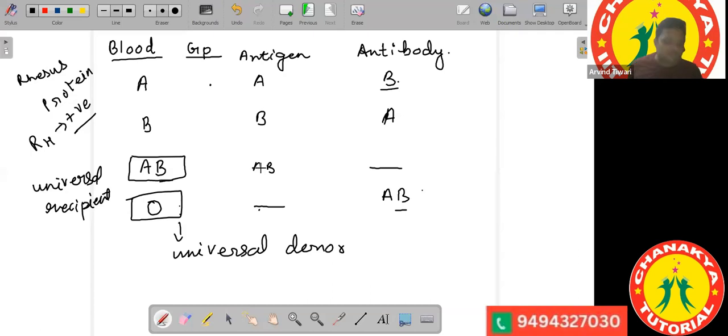Here we observe that there are three blood groups, so there are three alleles. There is an allele for blood group A, an allele for blood group B, and an allele for blood group O.